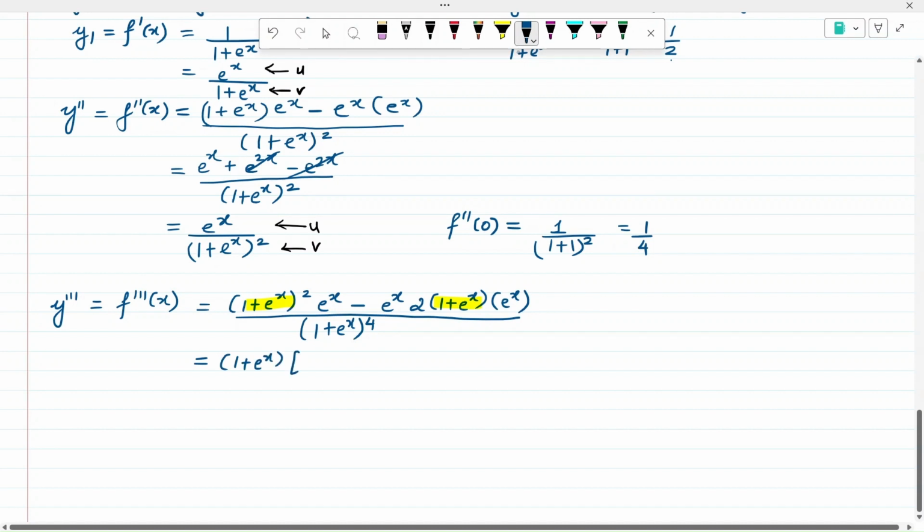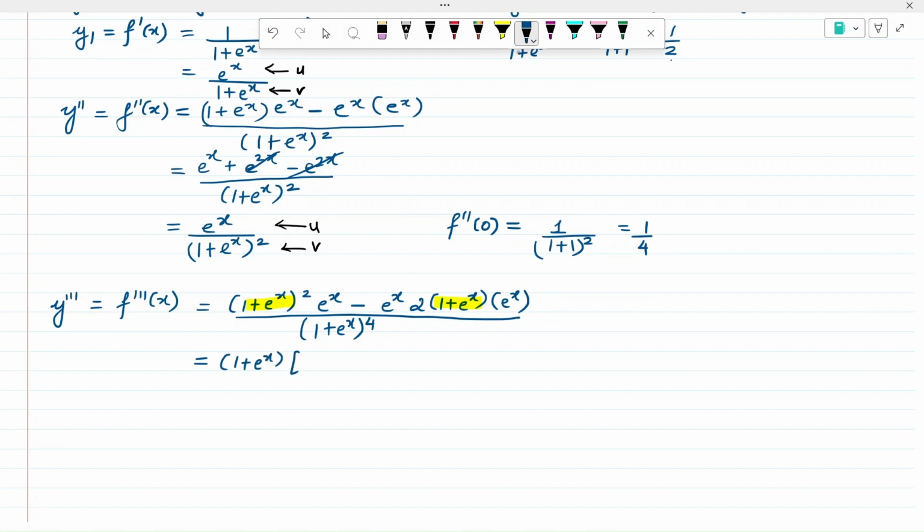So from the first term, because there's a square, one goes outside and one stays inside. So one of the 1 plus e raised to x will remain inside. e raised to x is already inside. Minus 2 times e raised to 2x. Why e raised to 2x? Because e raised to x into e raised to x. And the denominator is 1 plus e raised to x the whole raised to 4.